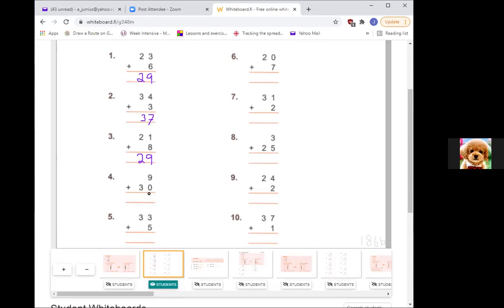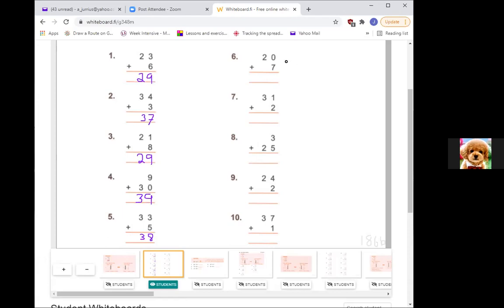39. 9 plus 0 is 9. And 3 plus 0 is 3. So 39. Well done. Giselle, can you do number 5? Number 5. 3 plus 5 equals 38. That's right. 3 plus 5 is 8. And then the second 3 in the tens column plus nothing is 3. So 38. Well done. Mason, can you do number 6?